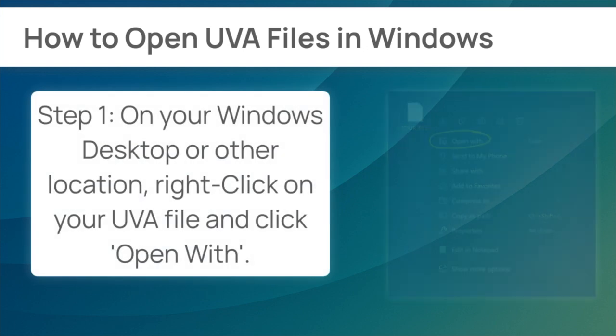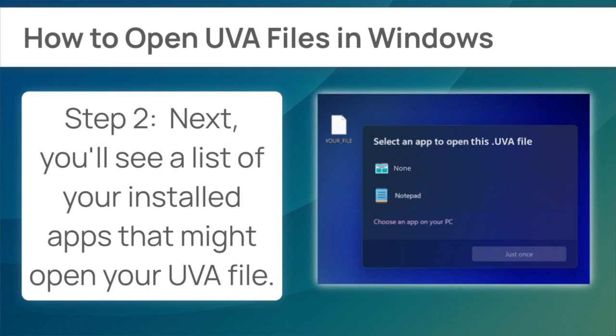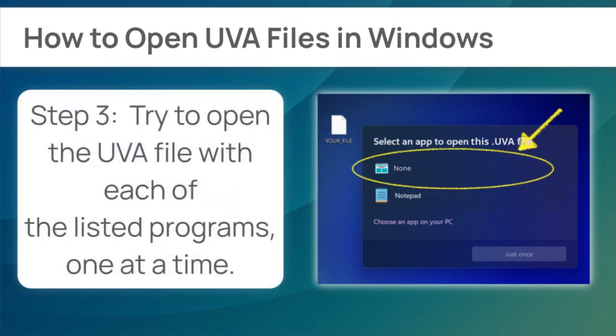The very first step is to check which program successfully reads the file's header. Right-click the UVA file and click Open With. Test None if present. If it is unavailable, select another program. We need to check every option.